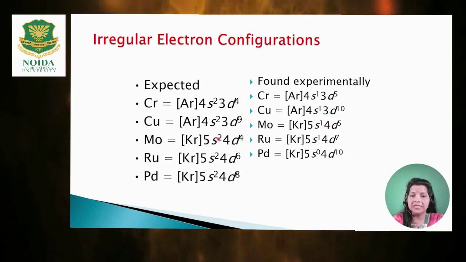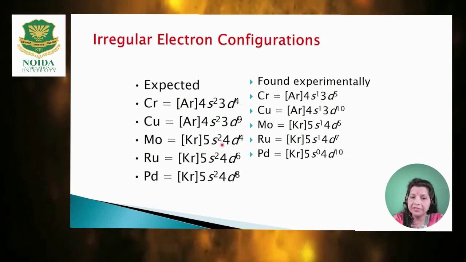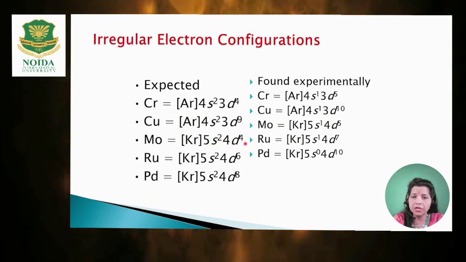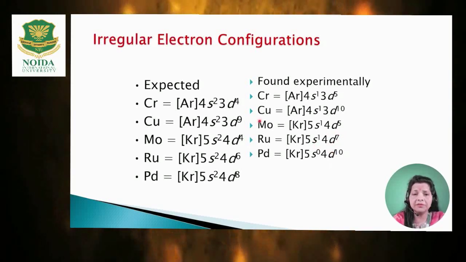Then for molybdenum, after the krypton electronic configuration it is 5s2 4d4, and again experimentally we are finding 5s1 4d5, right? So what is the major difference? You can easily check here the d5, d10.